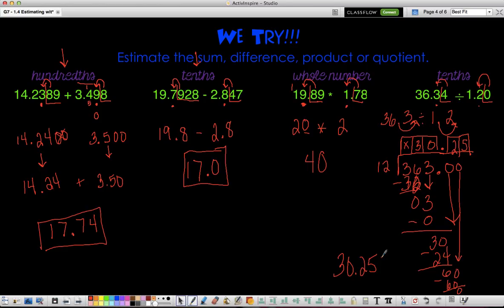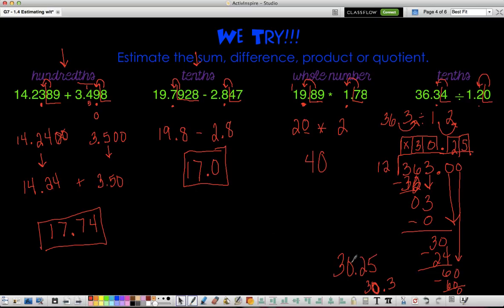All right, so now my answer ends in the hundredths. Because I rounded to the tenths, it kind of depends on what you're looking for. You could leave this, or you could say, okay, I should round it again. My answer should be somewhere around 30 and 3/10.